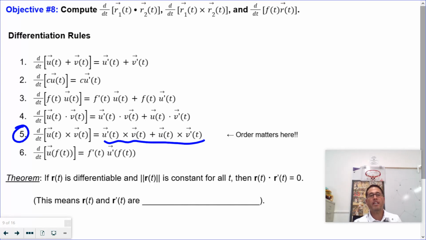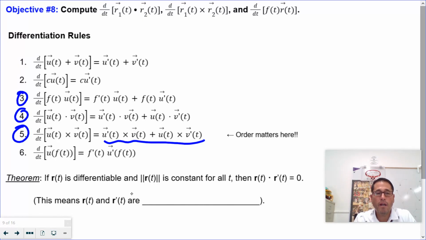Number 6 is kind of like a chain rule, and ordering these things matters. Number 4 is a dot product. Number 3 is kind of like a product rule like we did back in the day. For 3 and 4, the order doesn't necessarily matter, but for 5 it does. So keep these formulas in that order so that you don't make a mistake when you're doing the cross product.